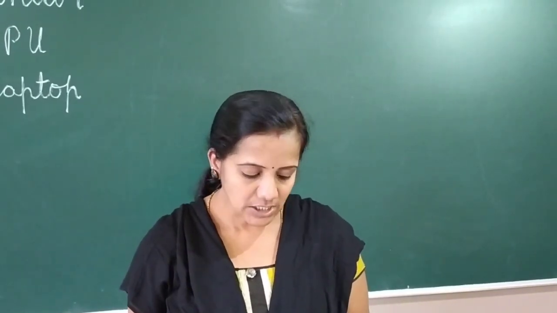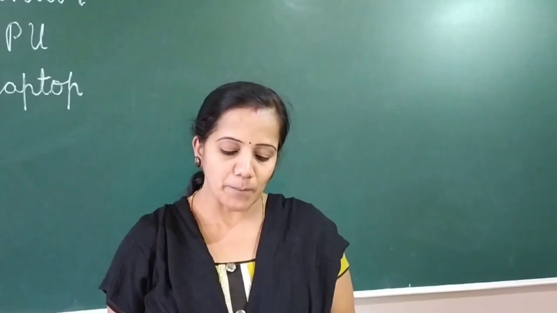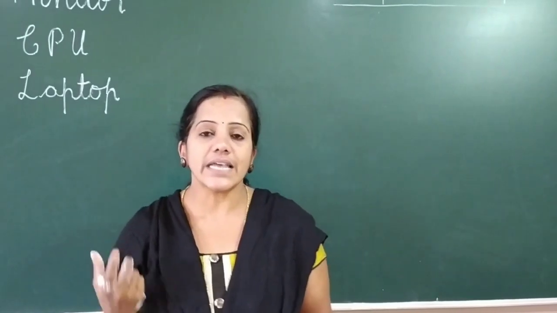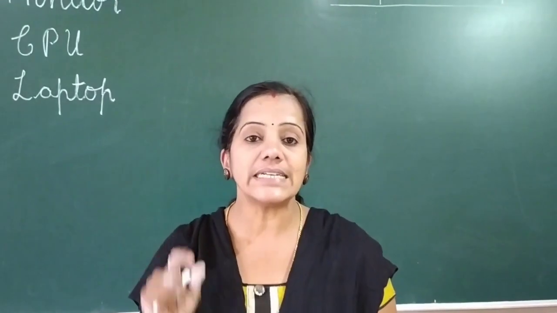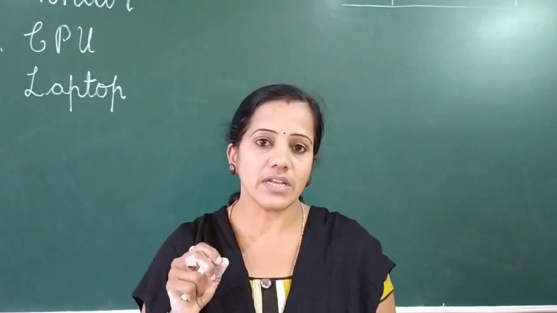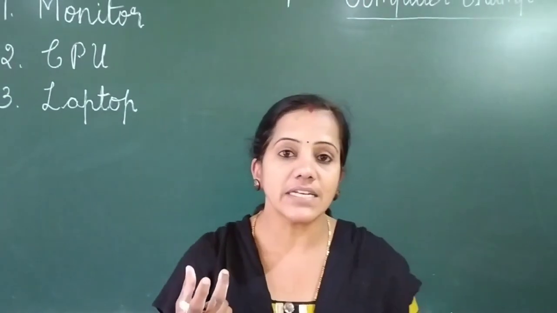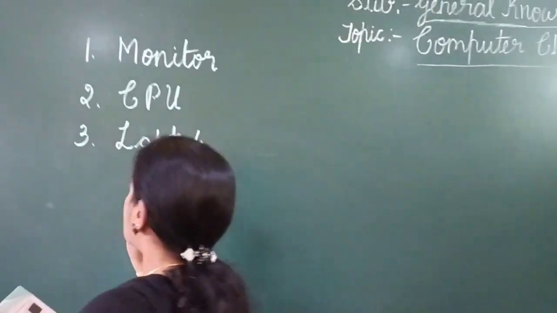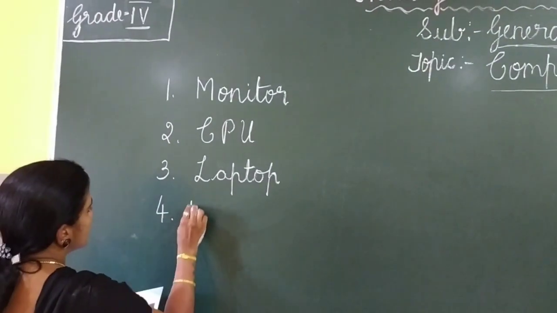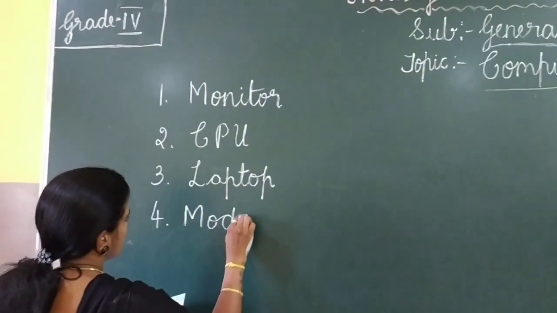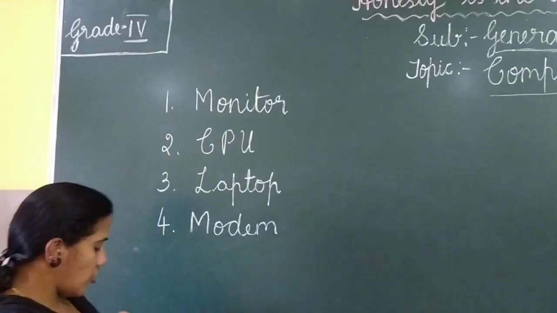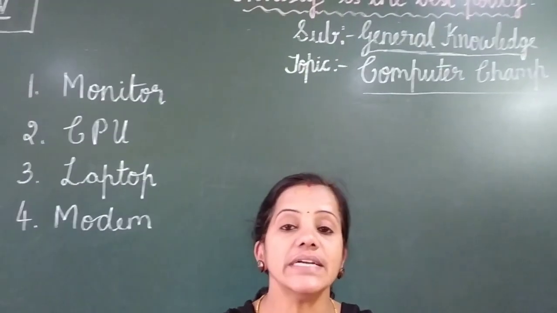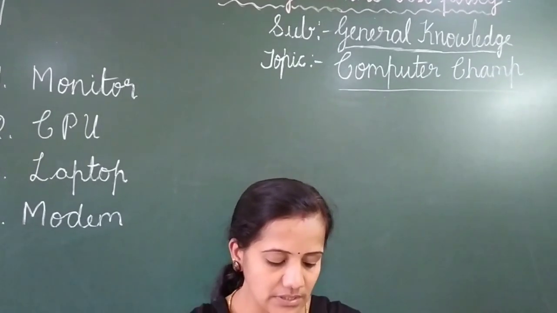Fourth one: an electronic device that connects the computer to the internet through a telephone line. This is an electronic device which connects to the internet through a telephone wire. This device we call a modem. The fourth answer is modem. A modem is an electronic device that connects the computer to the internet through the telephone line.